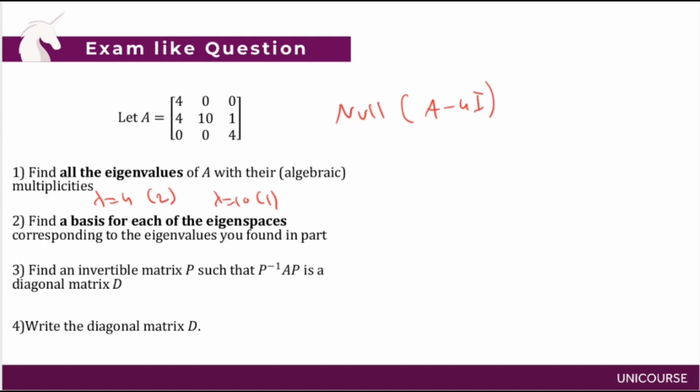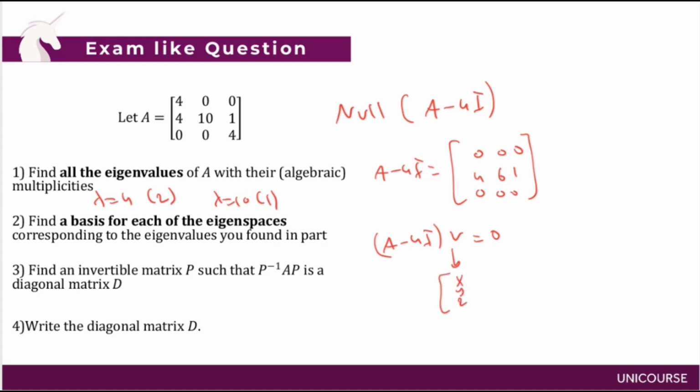So let's compute that. From A, I subtract 4. Subtracting 4 times the identity just means subtracting 4 from the diagonal entries. So A minus 4I is the matrix with rows 0, 0, 0, then 4, 6, 1, then 0, 0, 0. Now how do I find the null space of this? I look for vectors v such that A minus 4I times v equals 0. So let's take a general vector v with coordinates x, y, z. I write A minus 4I here, multiplied by the column x, y, z, and this equals the 0 vector.